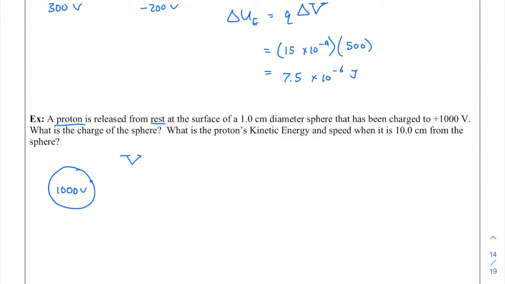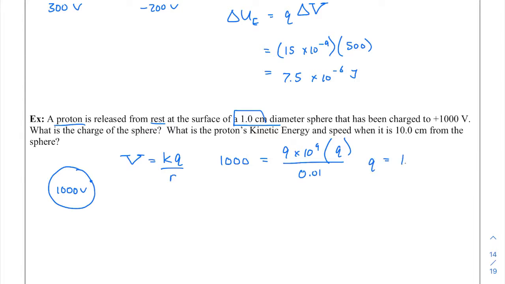So if I just look at the equation for electric potential, it's KQ over R. And I know that this thing has an electric potential of 1,000. My K is 9 times 10 to the 9. I'm looking for Q. And I know that this is at the surface of a 1 centimeter diameter sphere, so that's my distance, 0.01. And my Q comes out to be 1.11 times 10 to the negative 9 coulombs, or 1.11 nanocoulombs.